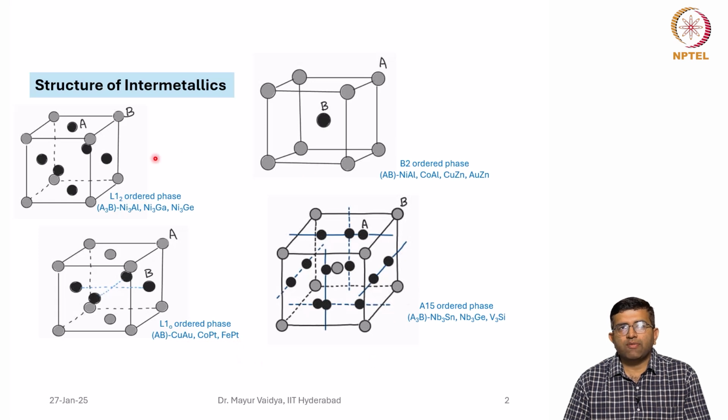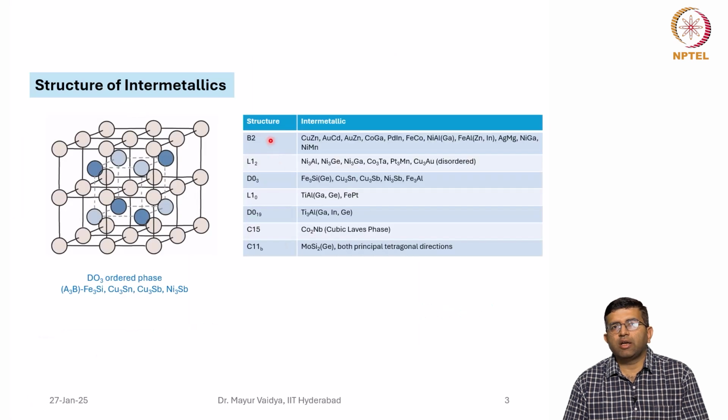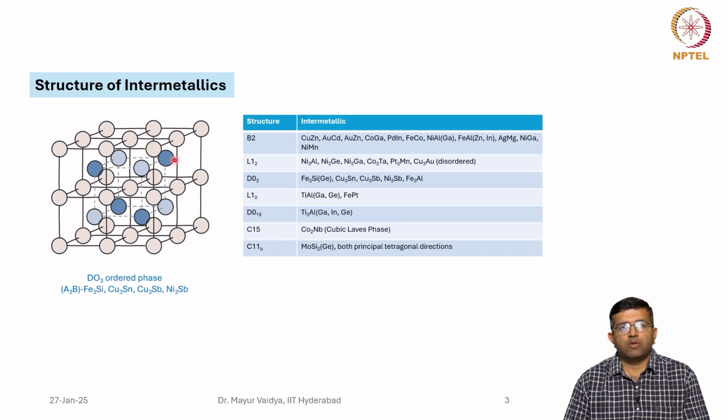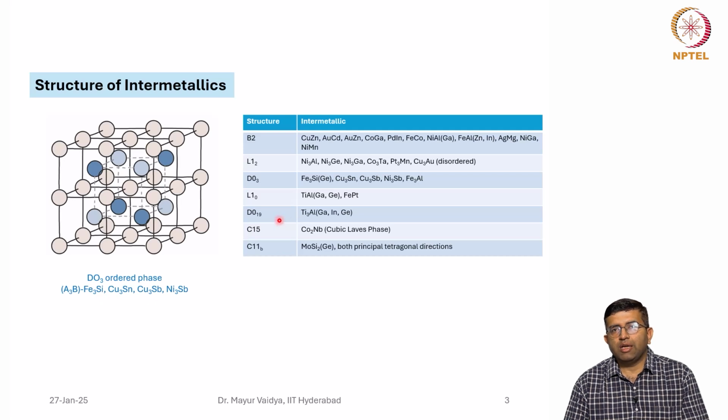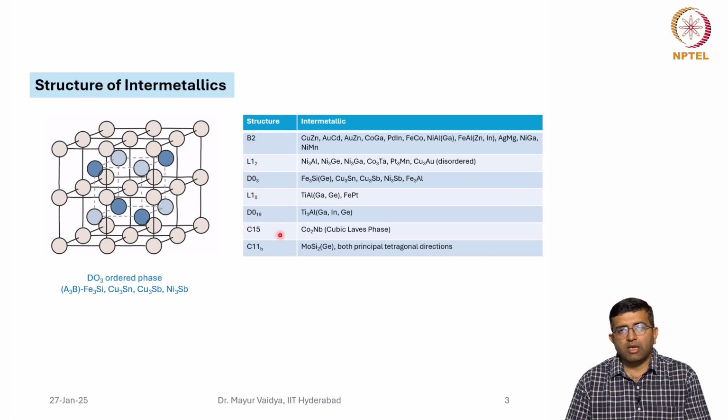So, there are several types of intermetallics. This is not a completely exhaustive list. Here I have tried to give more types of structure. For example, you can already see this looks more complicated. This is the DO3 structure, which is shown by Fe3Si, Cu3Sn and so on. You have DO19, and C15, which are Laves phases.